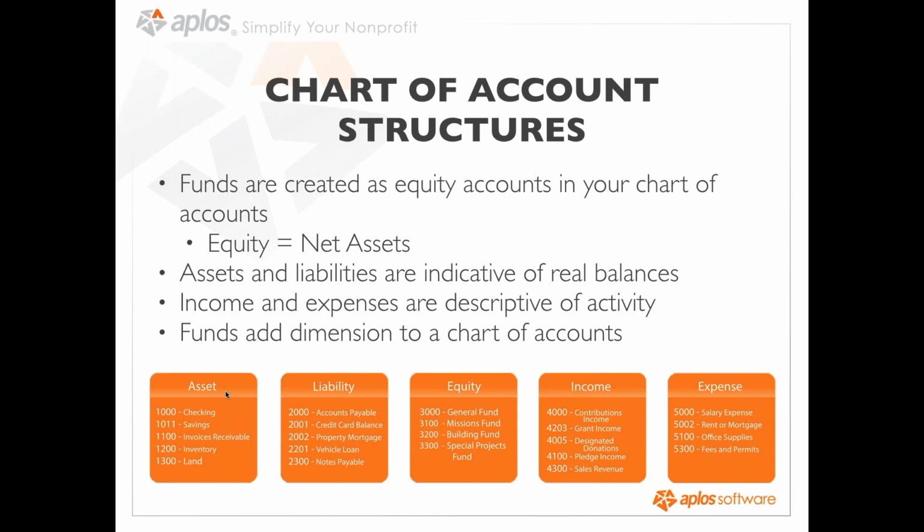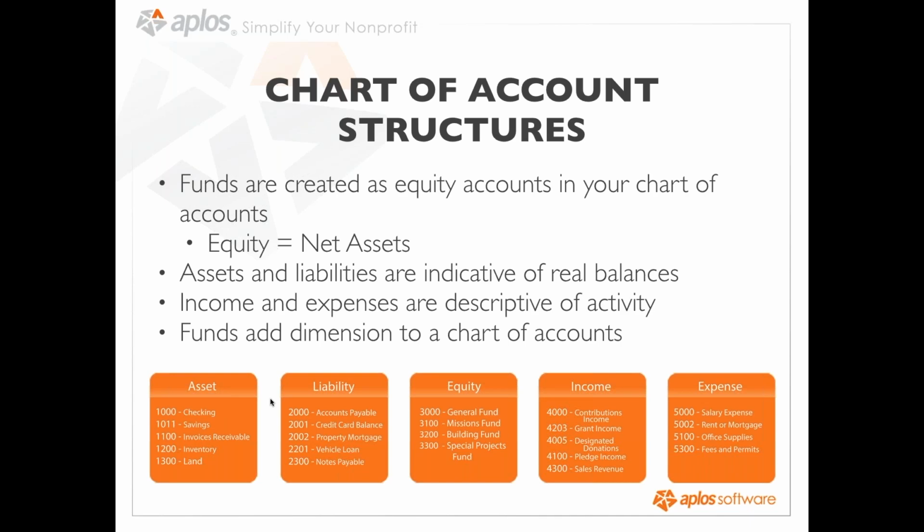So when creating a chart of accounts here, asset and liability accounts are indicative of real balances. Typically you don't have assets or liabilities as accounts in excess of what you actually need them for. For instance, down here I've got checking, savings, invoices receivable, inventory, and land. Those are my 5 assets. I don't have any extra or bonus accounts created because those are the assets I need to track. Same with liabilities. I owe some people, so that's accounts payable. I have a credit card, so there's a balance there.